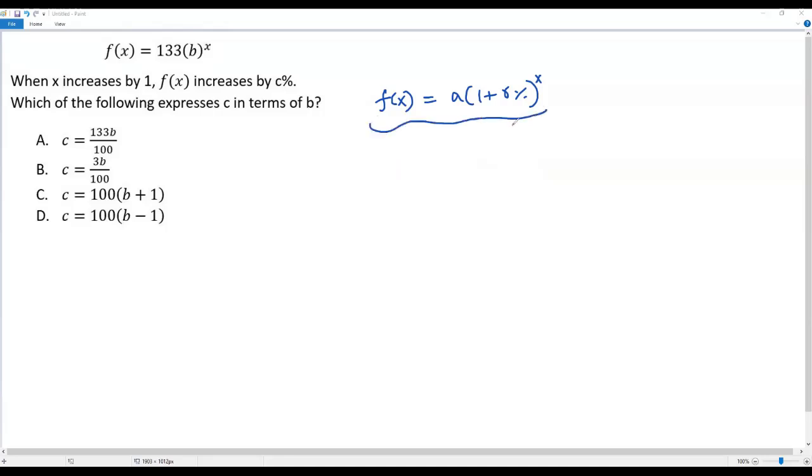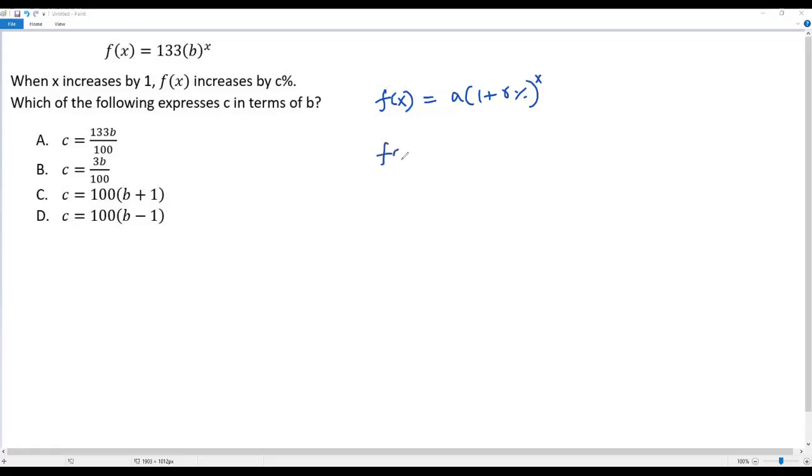Let's consider the exponential growth function here, and let's understand the components of this function. So here a is the initial value of f of x. That is, when x is equal to 0, the value of f of x is a. And also here I said r percent is the rate of growth. That is, when the value of x increases by 1 unit, then f of x increases by r percent. That's what we have to understand.